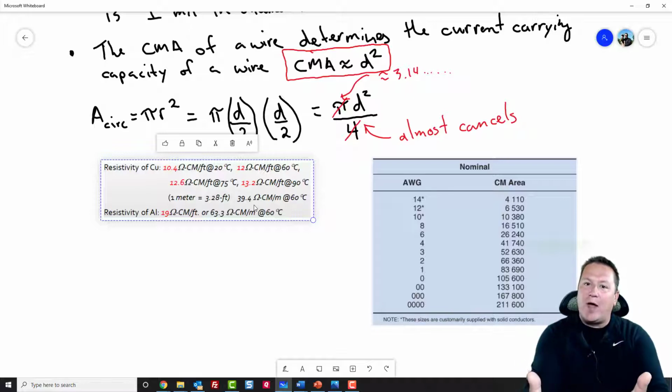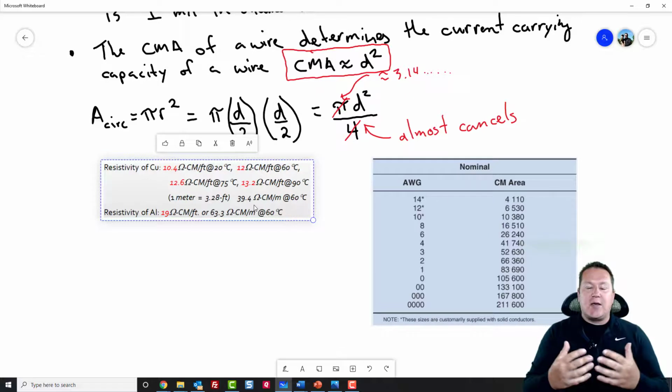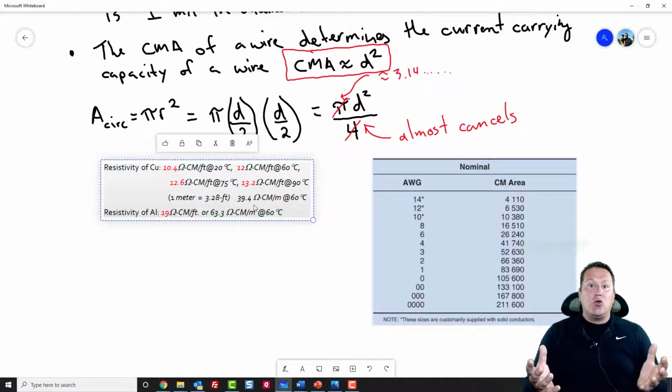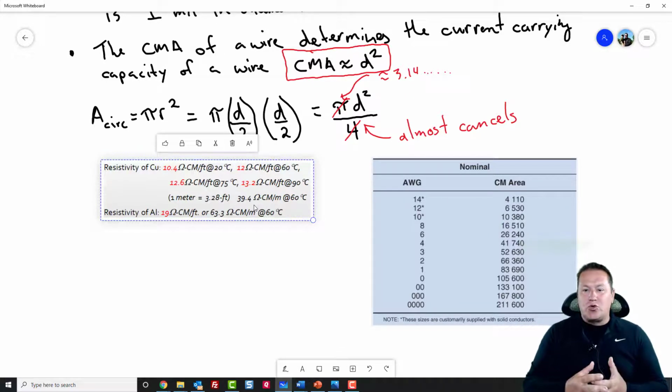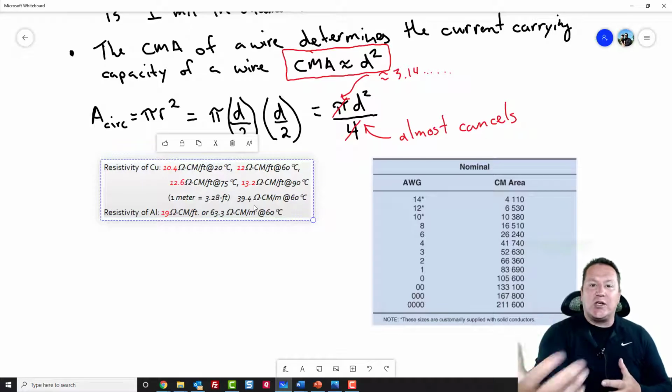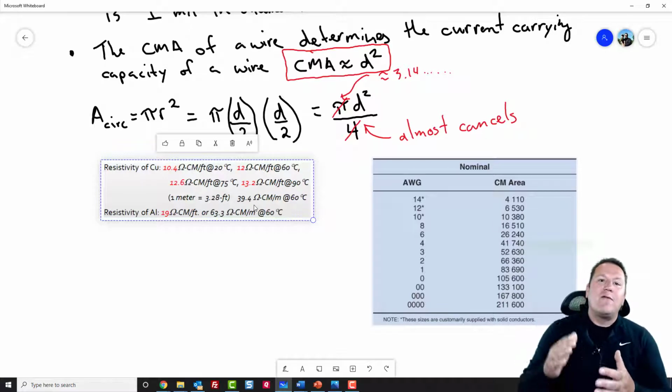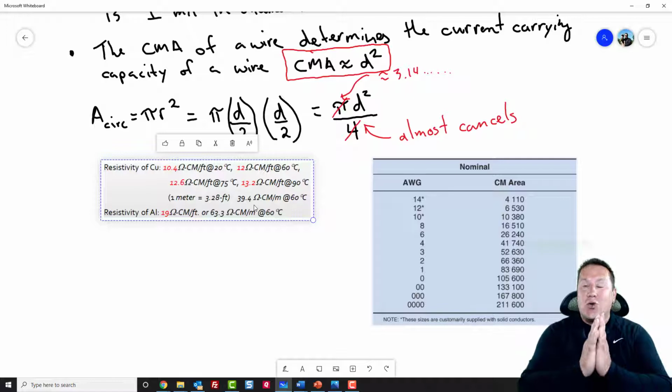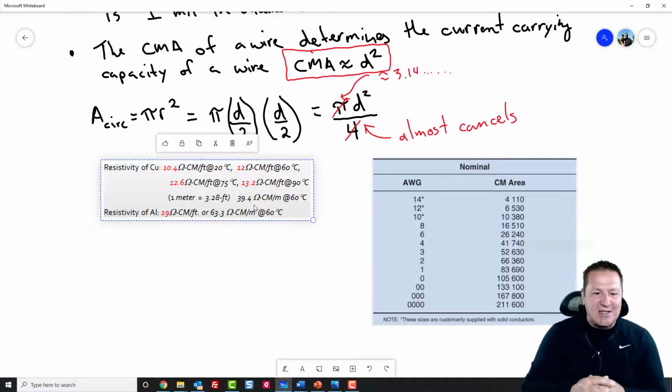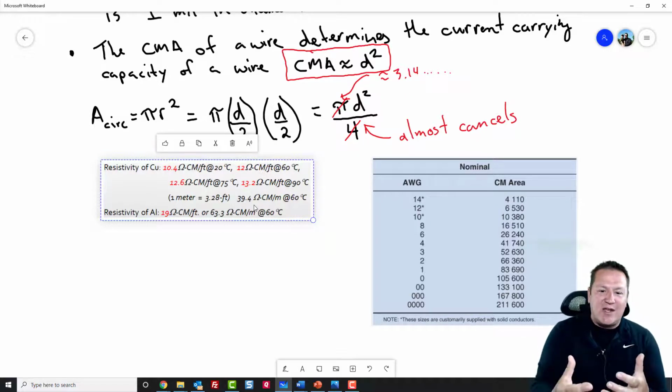And then we're going to build on that example and calculate things like neutral currents. This is something that really eludes a lot of people when you talk neutral conductor sizing and how to actually calculate the unbalanced load flowing on a neutral conductor. So again, we're going to get there. Stay with me, guys. But for now, let's talk about resistivity.